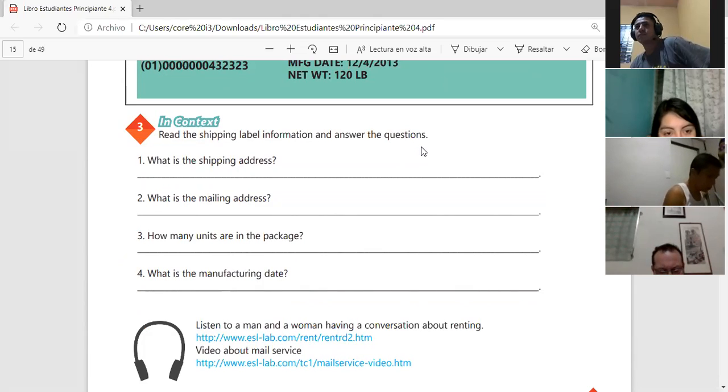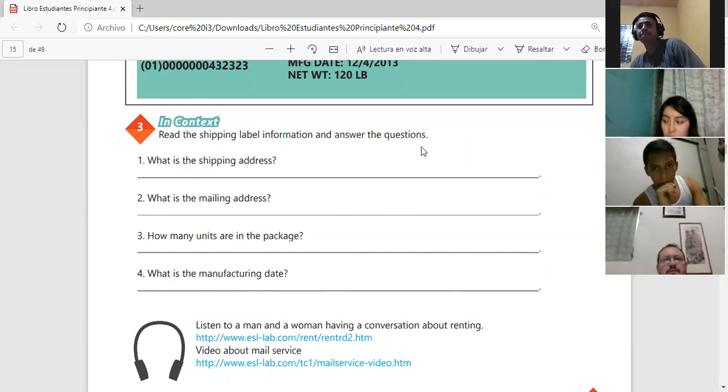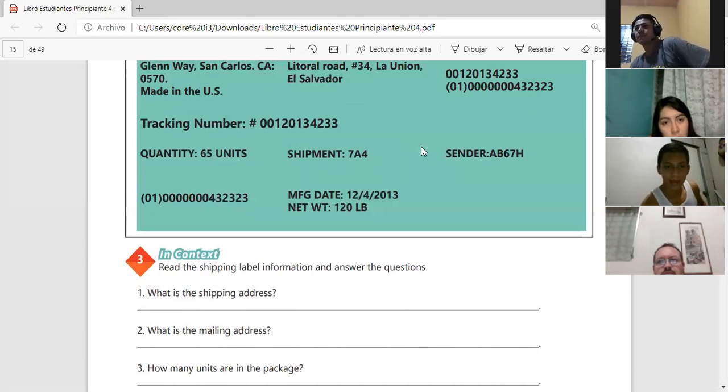Now, number 3. Christian, how many units are in the package? This is a memory game, just to see how much you remember. How many units are in the package? 65. 65 units. Good, good, good.